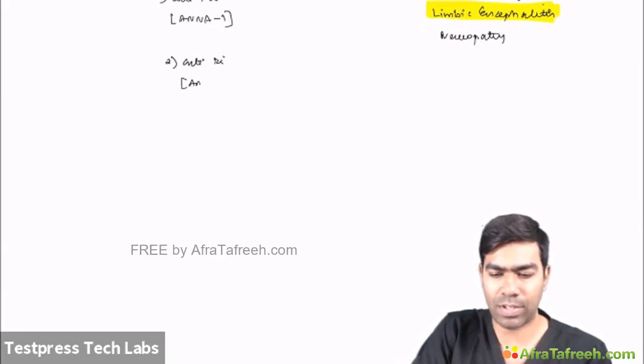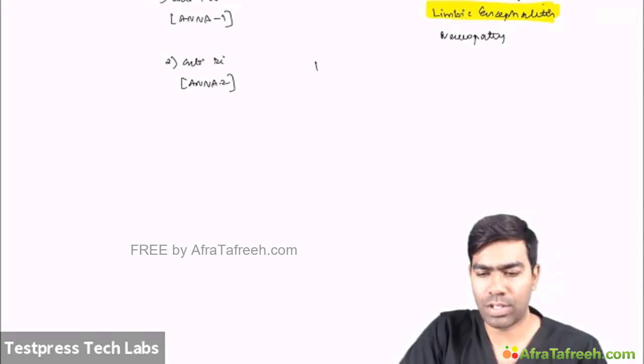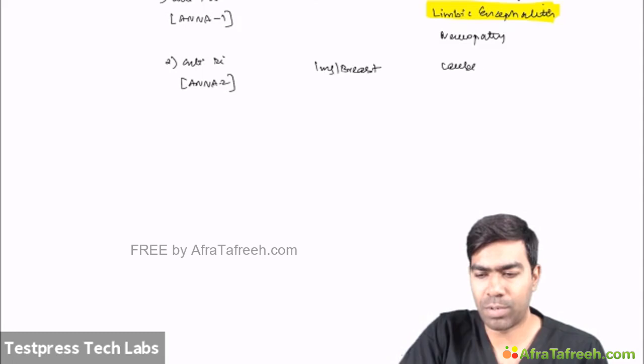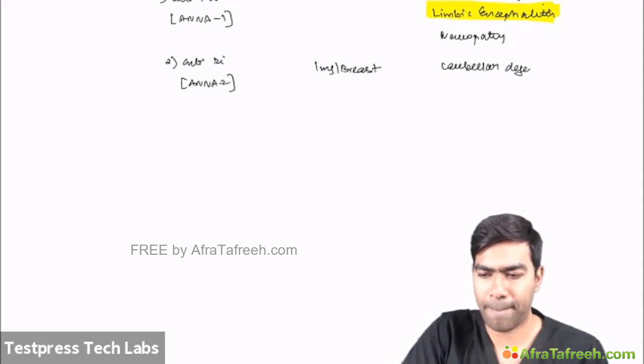Then we have anti-Ri antibody. This is otherwise referred to as ANNA-2, anti-Ri antibody. And the tumor of origin is typically the lung and the breast. So these are the two tumors that can produce this anti-Ri antibody. And they typically produce cerebellar degeneration.